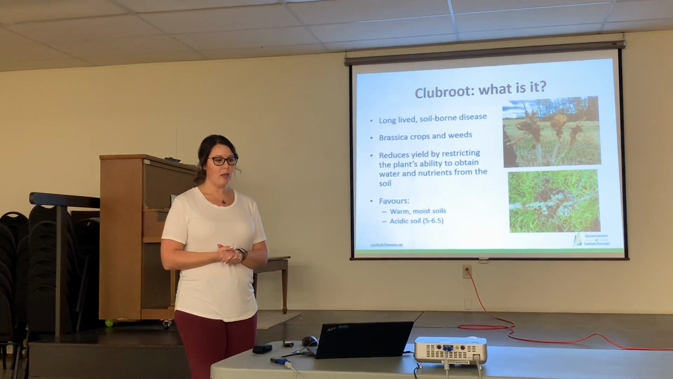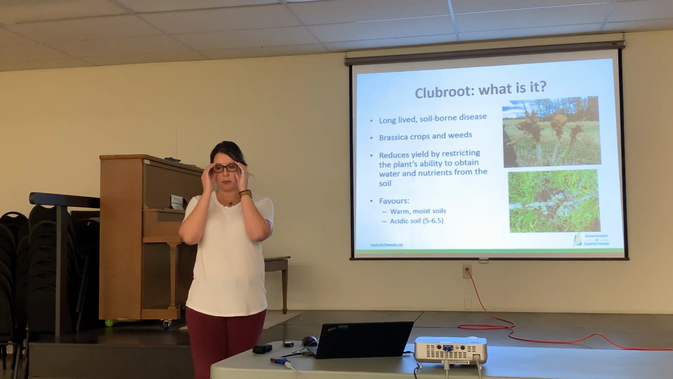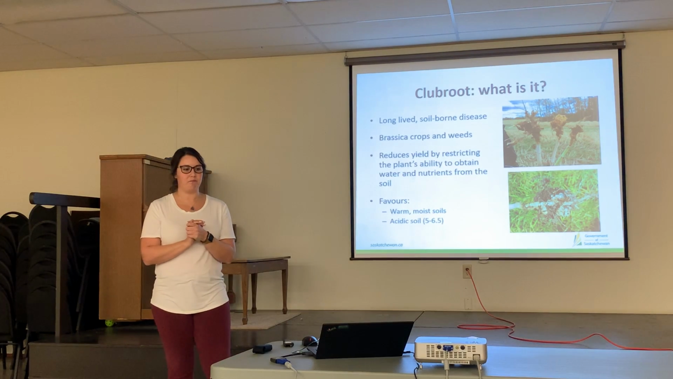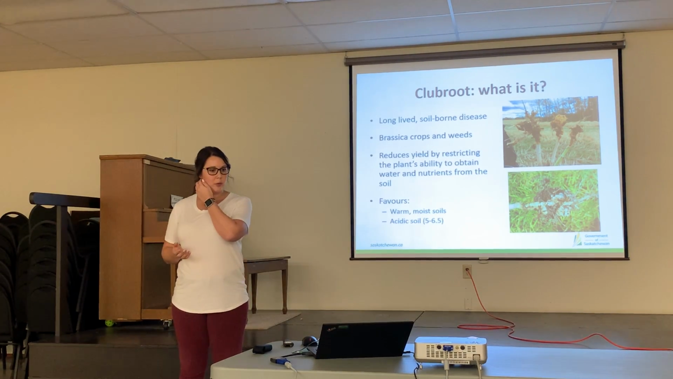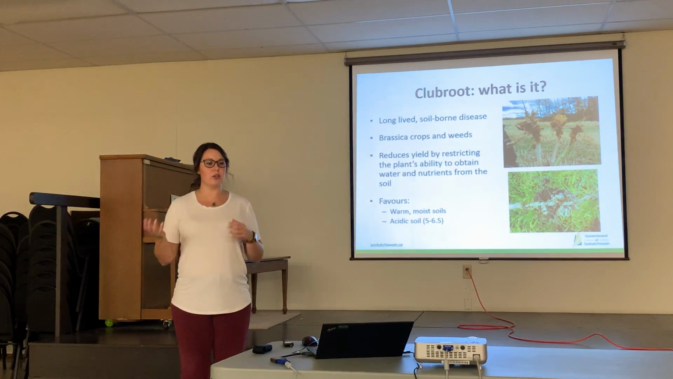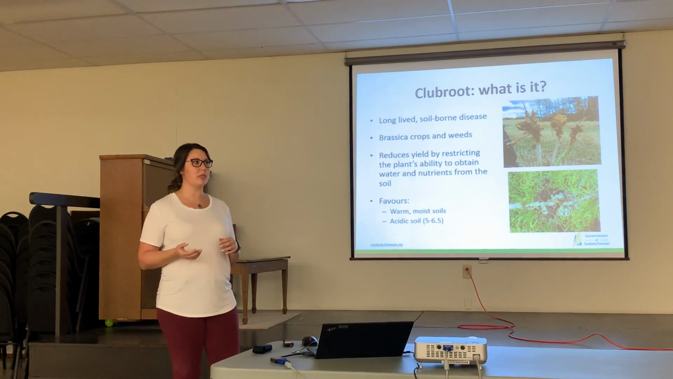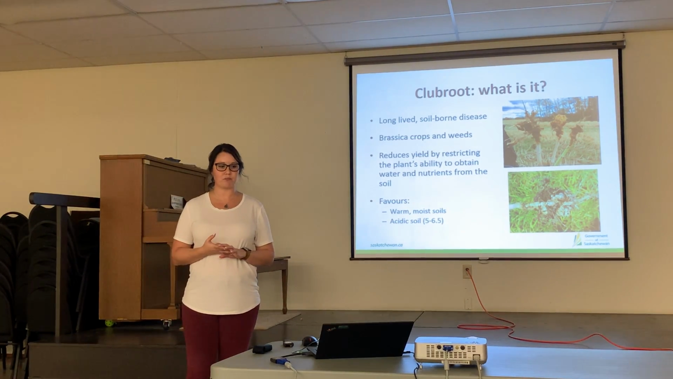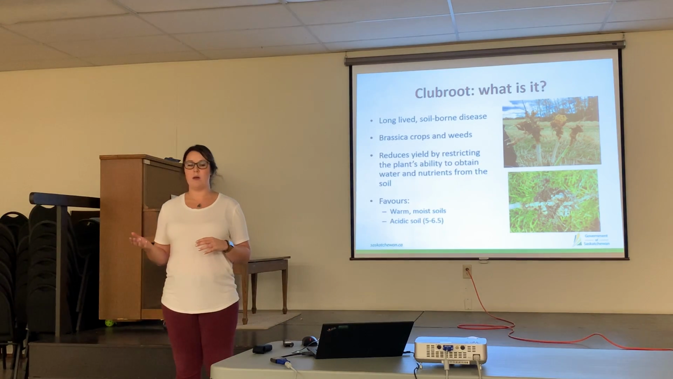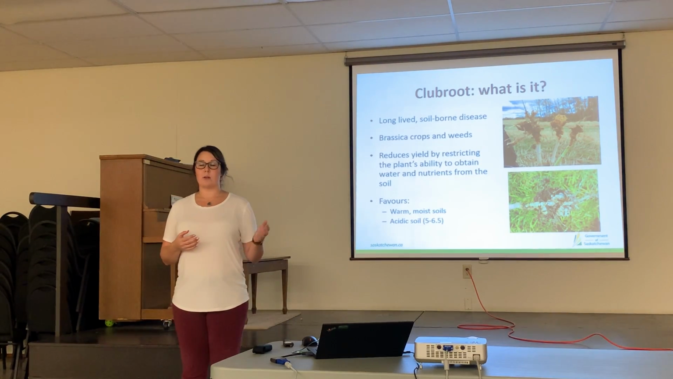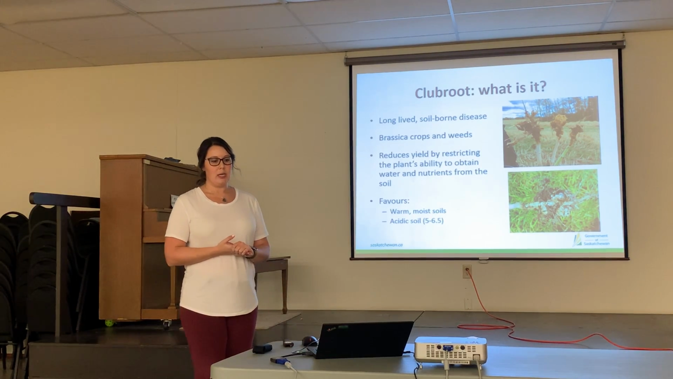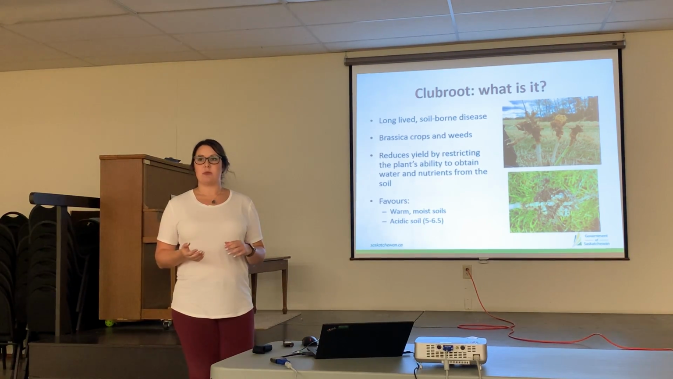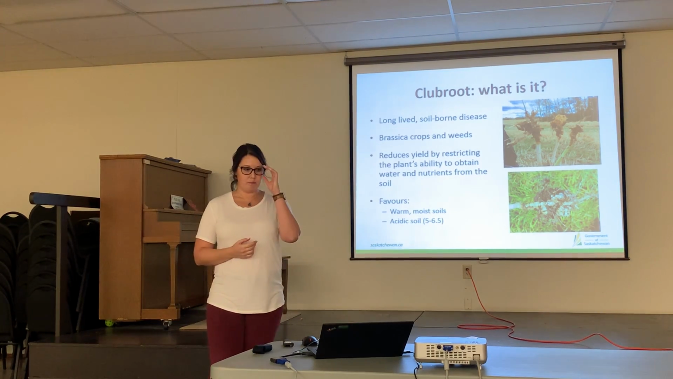kale. And root infection of the host plant by the clubroot pathogen causes swelling of the plant tissue. And that's what gives us the galls that we can see on the plant roots. And these galls will restrict the plant's ability to uptake water and nutrients from the soil, giving us yield loss. Now, the bigger the gall we see, the more yield loss we see. And in some extreme cases, we can see up to 100% yield loss.